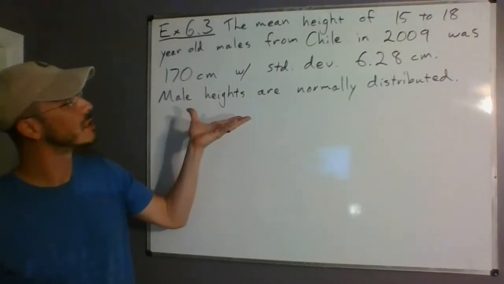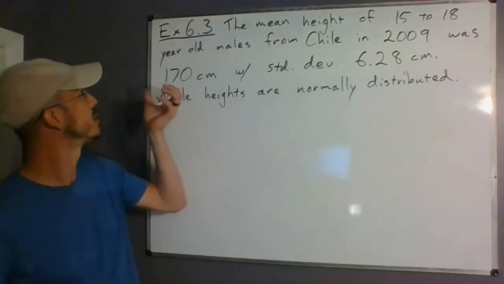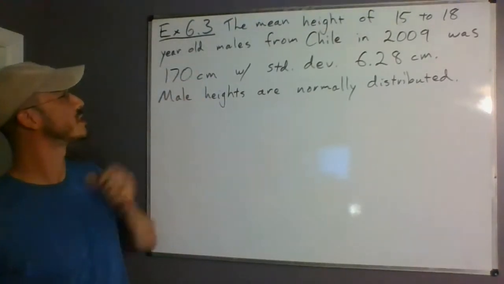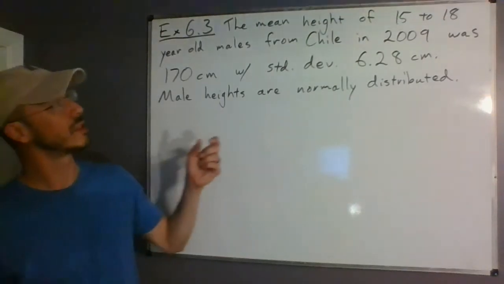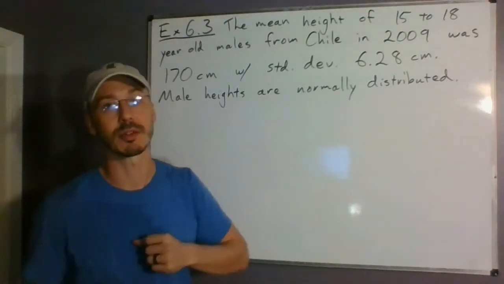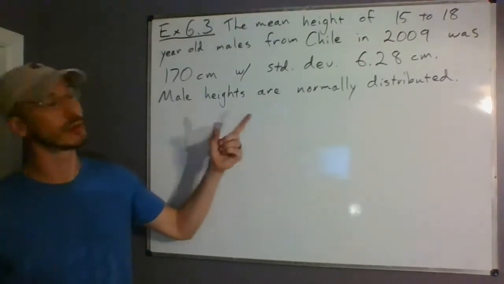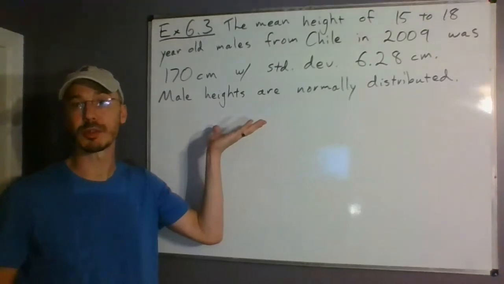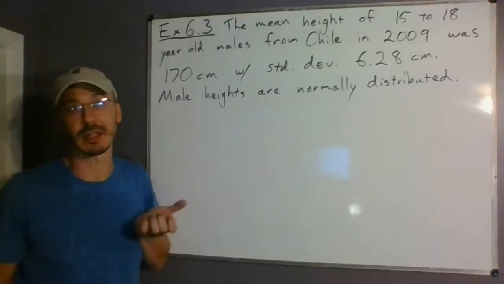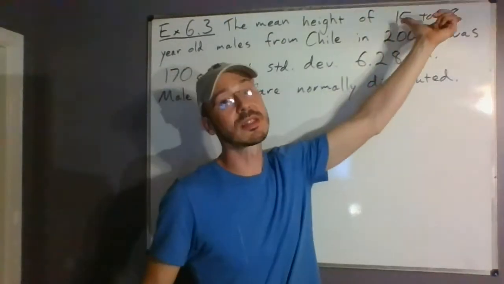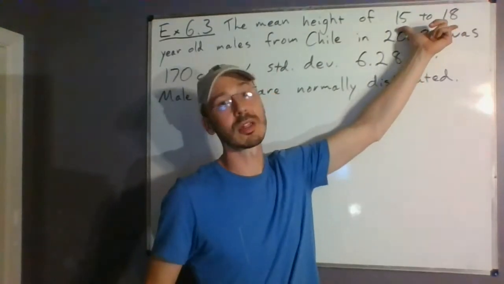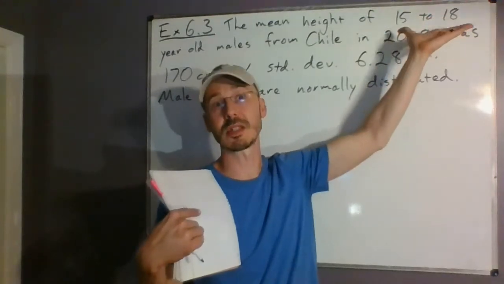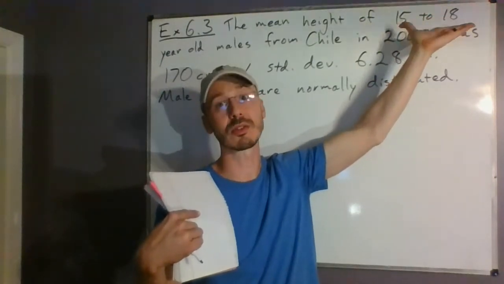The mean height of 15 to 18-year-old males from Chile in 2009 was 170 centimeters with a standard deviation of 6.28 centimeters. And male heights are normally distributed. That's one of the valuable things about the normal distribution. Stuff like this is distributed like that. This is an age range that isn't necessarily the full adult height, which is usually what I think about in these examples, but this is specifying. We're talking about teenagers.